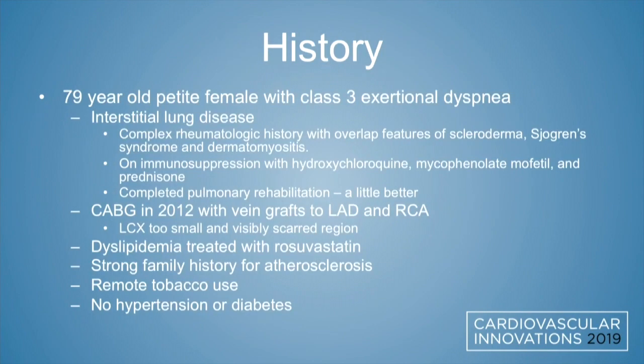So, a 79-year-old, very petite female. She's got a lot of shortness of breath, and she has a long history of interstitial lung disease with an overlap syndrome. She started her cardiac history in 2012. She presented with shortness of breath, ultimately underwent catheterization leading to bypass. She had vein grafts to both her LAD and right coronary. The LIMA was felt not usable at that point, and the circumflex was felt to be too small to graft and went to a visibly scarred region on the inferolateral wall. No hypertension or diabetes, and she's a remote smoker. Next.